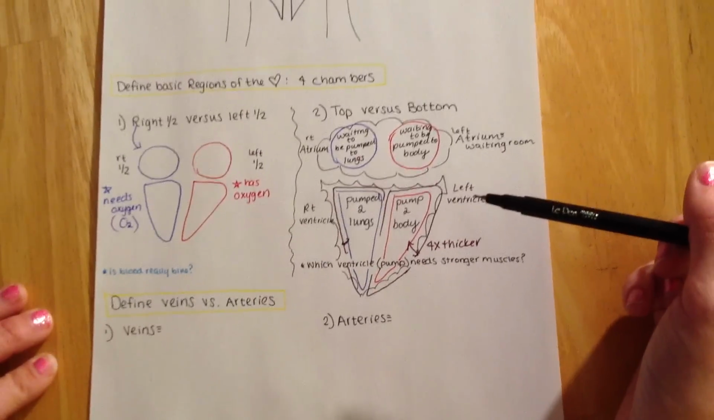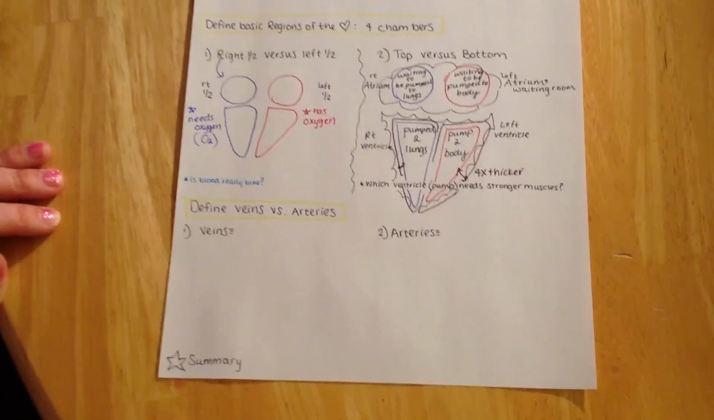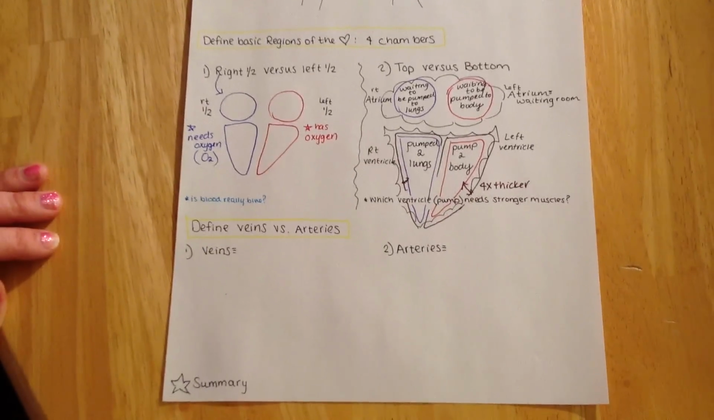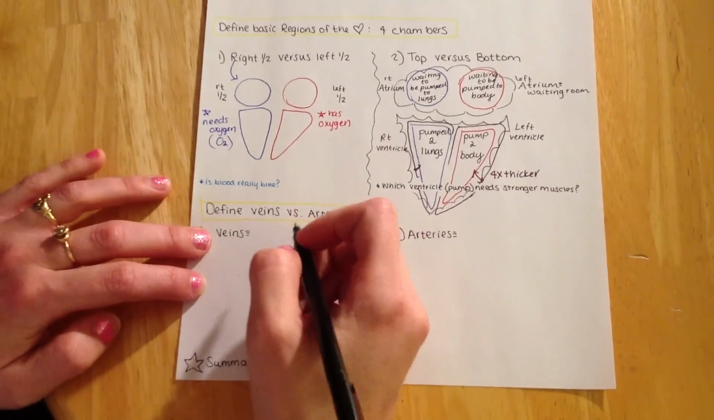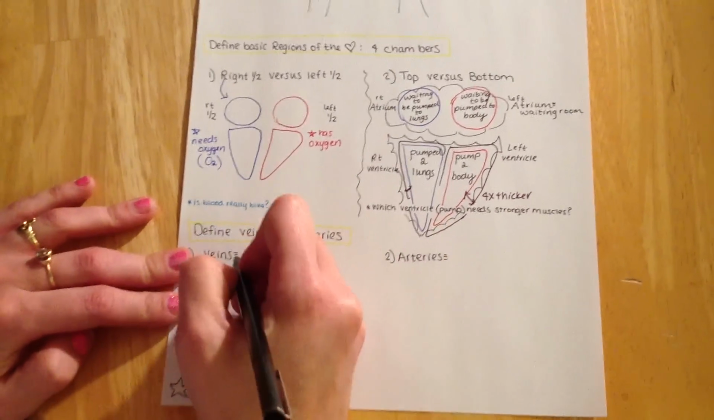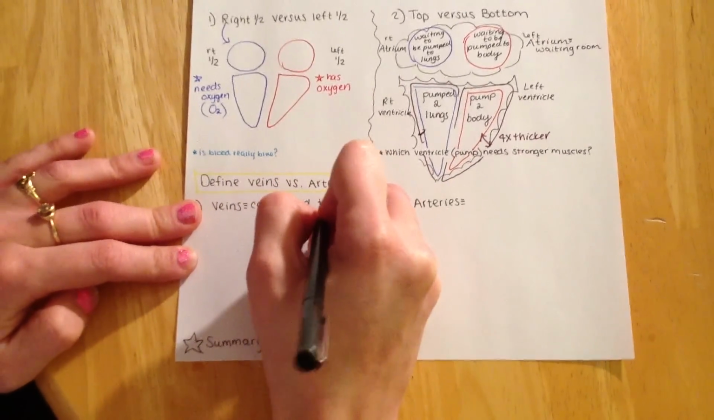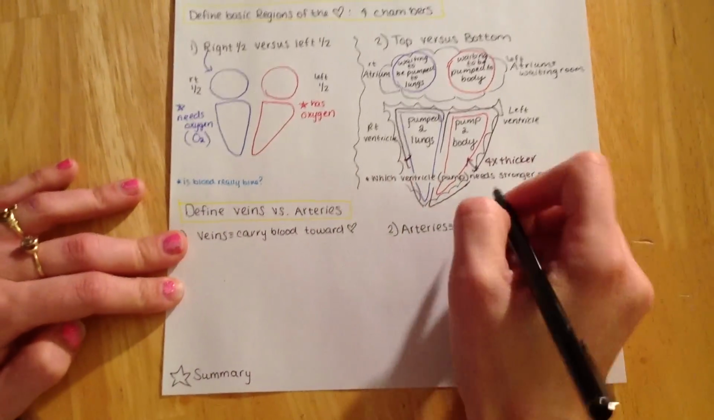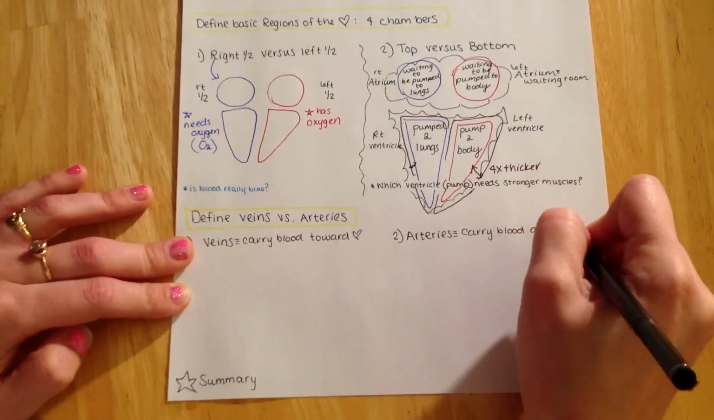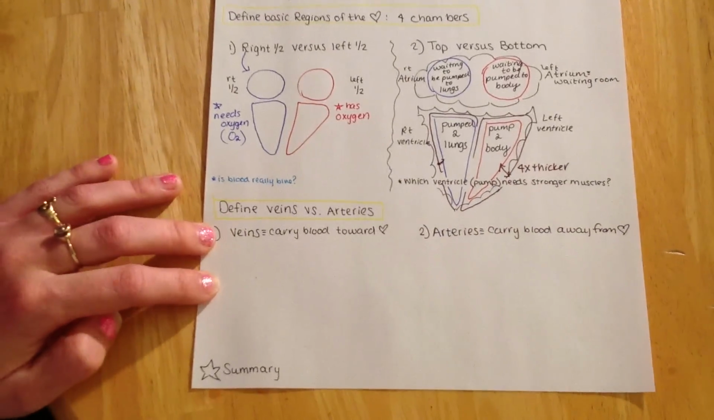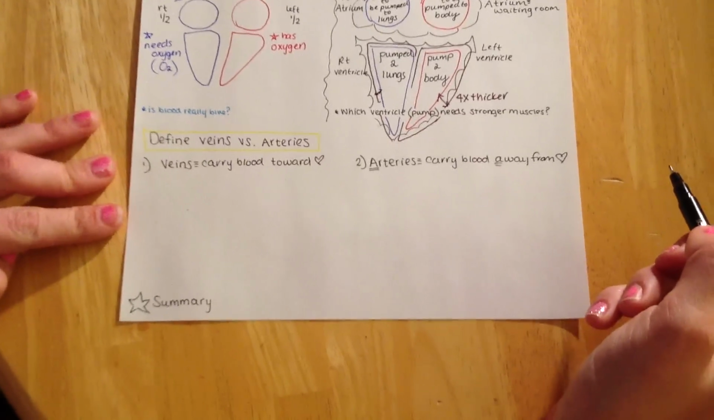So, we're going to move down to the bottom of the page. I'm going to slide my page up just a little bit, and we're going to talk about the difference between a vein and an artery. Now, veins, if you remember from the homework video, carry blood towards the heart. And arteries carry blood away from the heart. And the little homework video gave you this way to remember it. Arteries, away. They both begin with the letter A, so if that helps you remember it, go with that.